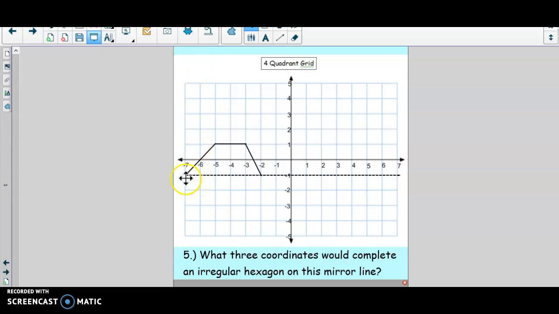And number 5, this dotted line is a mirror line. So I want an exact copy of these 3 vertices that are plotted on the opposite side of the mirror line to complete this irregular hexagon. What 3 points would I have to plot?